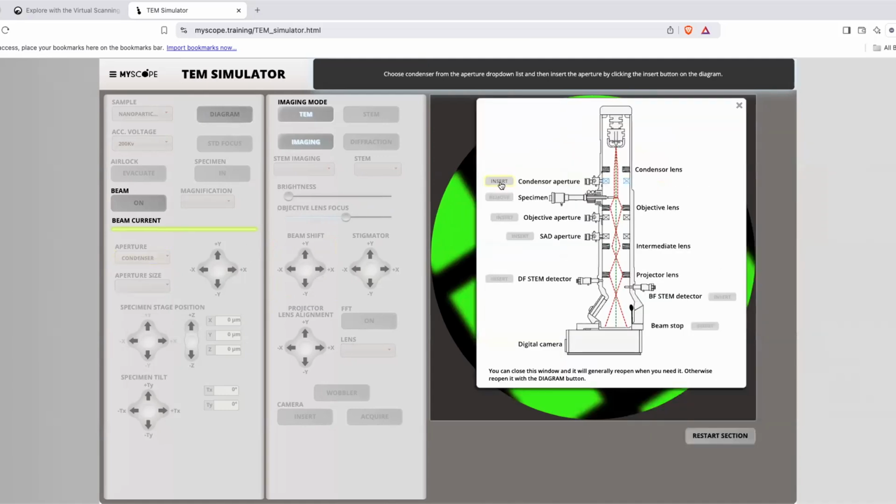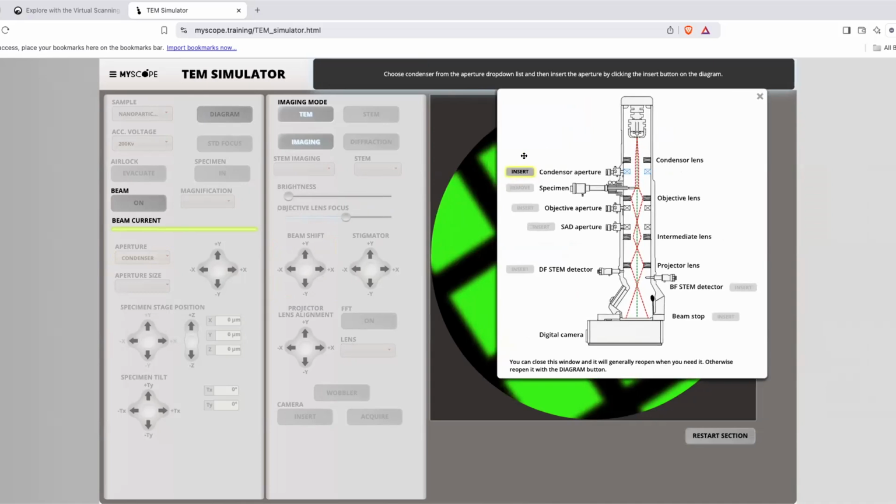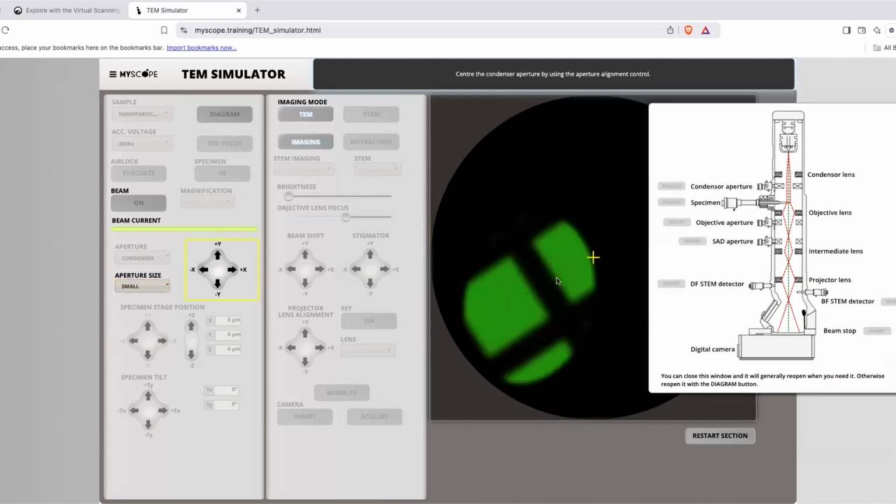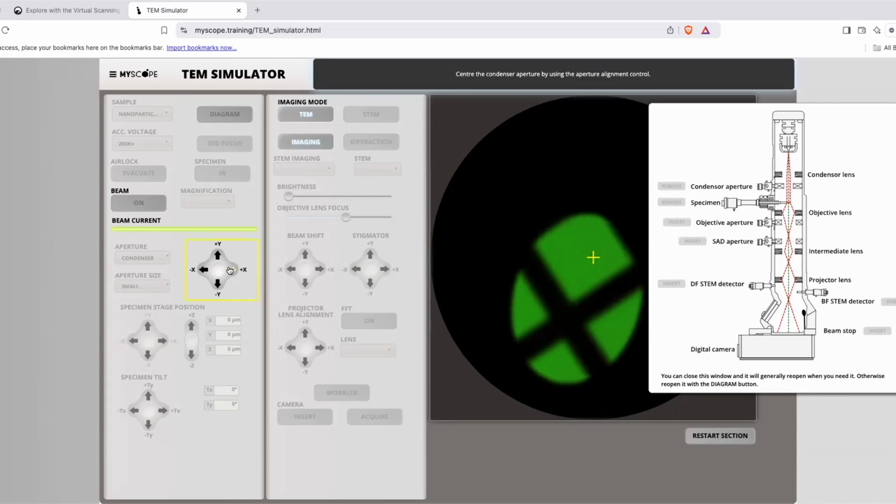Yes. So once you select the aperture, you have to have this diagram here, and you press insert. You see the color which was blue has now changed, and this condenser aperture is now inserted. The next step is to choose the aperture size. We can choose small, medium, or large. Let us select small. Now you see the beam is not circular anymore. It has deformed, and this is called astigmatism. So we have to correct the astigmatism. First, you move it to the center.